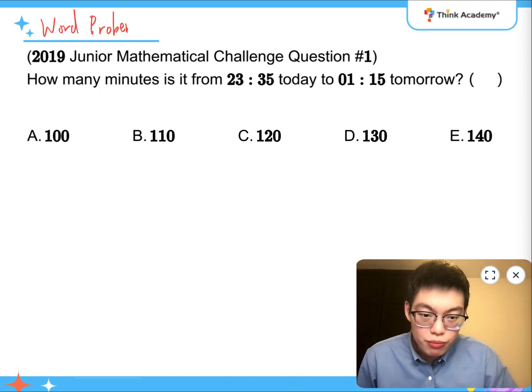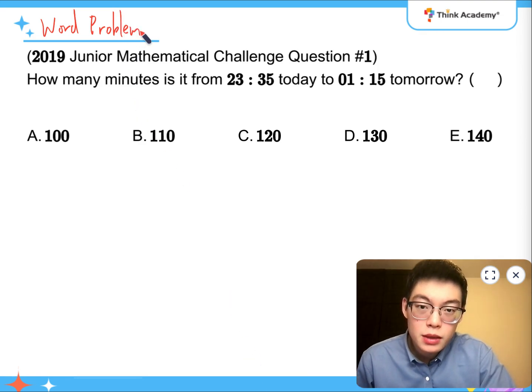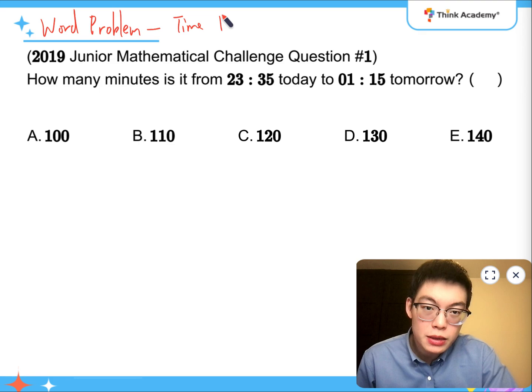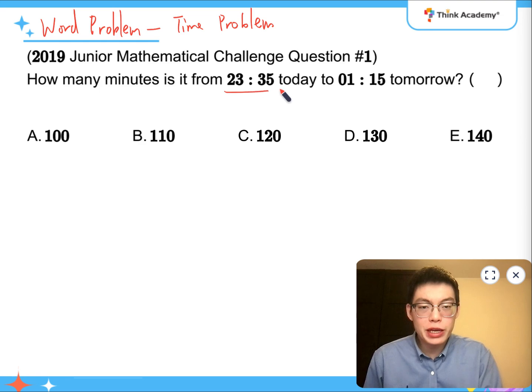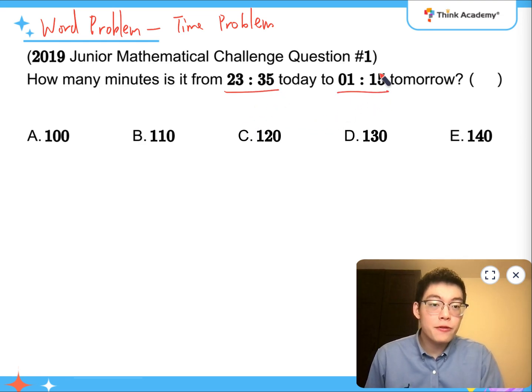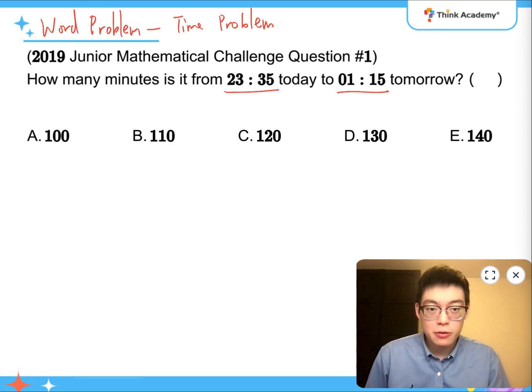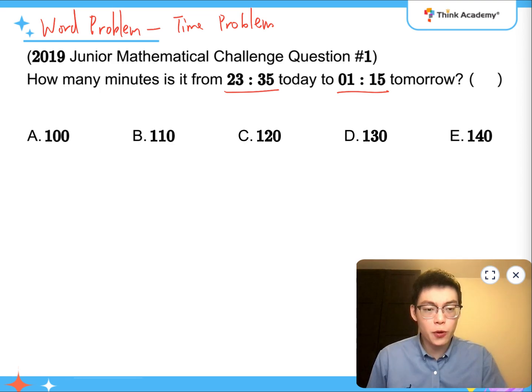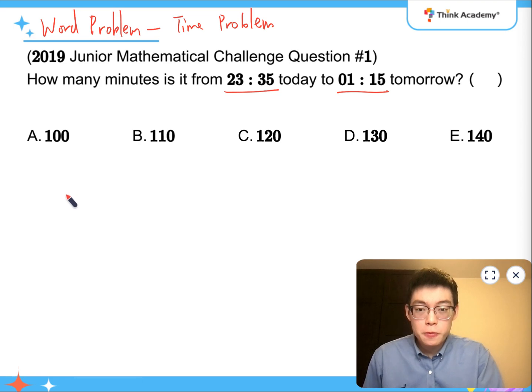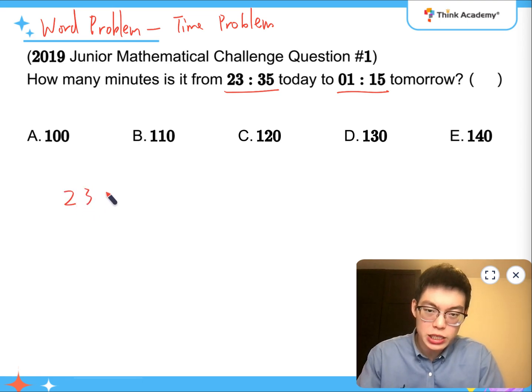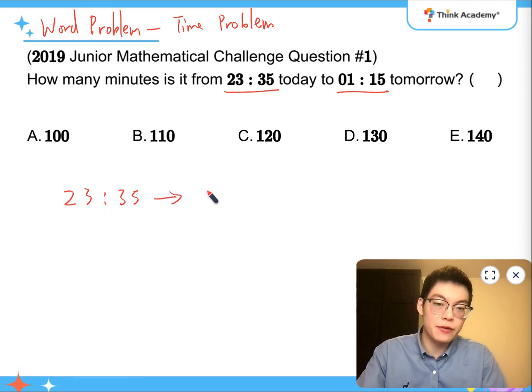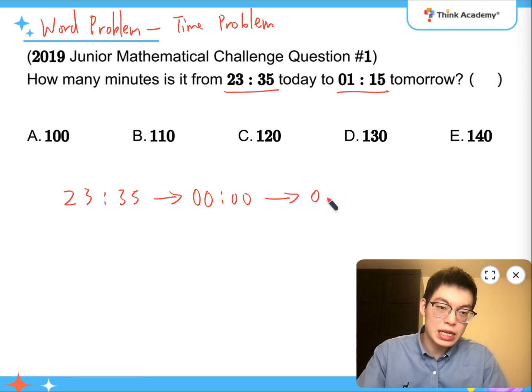So, problem. And it's going to be a time problem. How many minutes is it from 23:35 today to 1:15 a.m. tomorrow? Well, clearly this is written in the 24-hour clock, so we can just try to cut it up into sections. First of all, we think about how many minutes is it from 23:35 to midnight, which is 0 o'clock. And then think about how many minutes is it from 0 o'clock to 1:15.